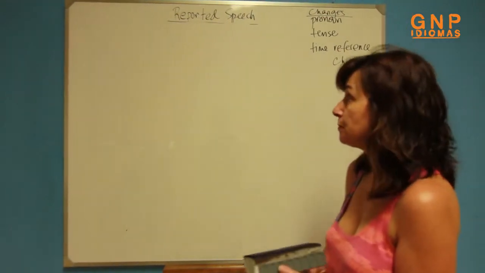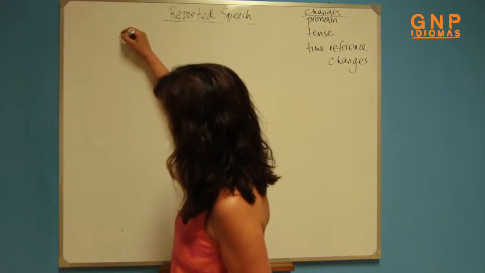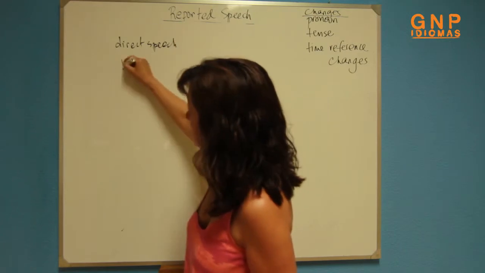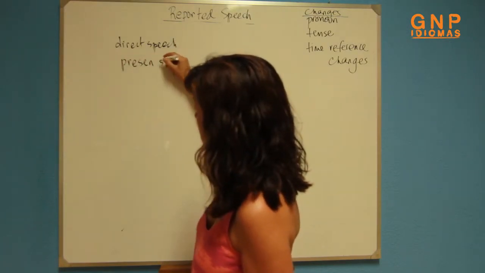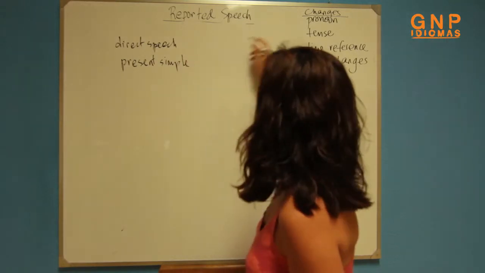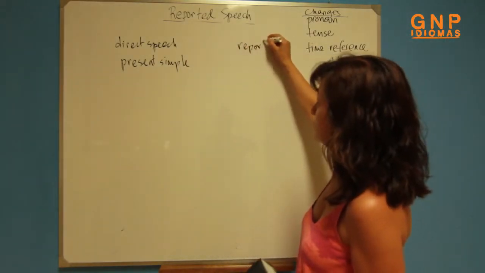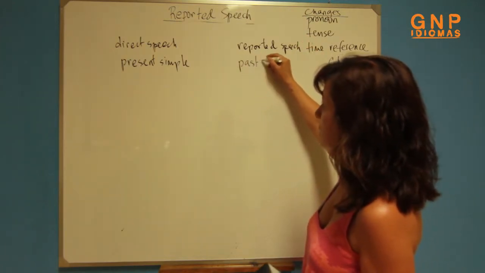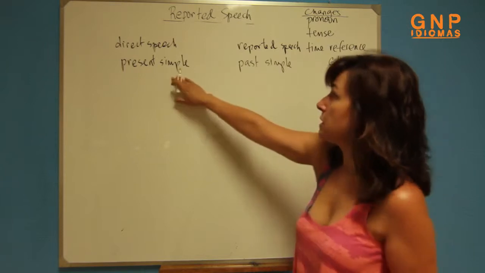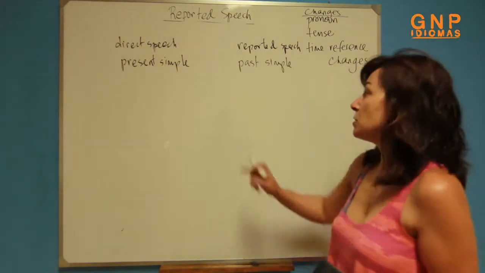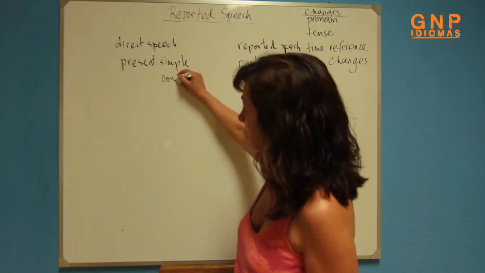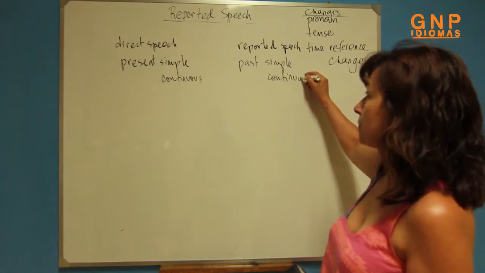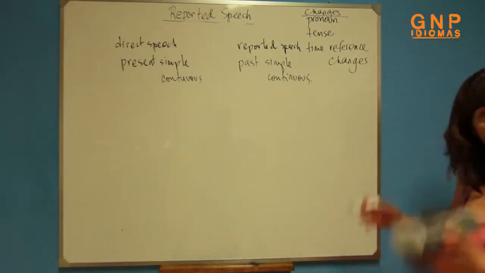If the direct speech is in present simple, then the reported speech would be in past, okay? Again, very easy to learn. Present goes to past, all right? Present simple goes to past simple. Present continuous goes to past continuous. All right? And that follows through.